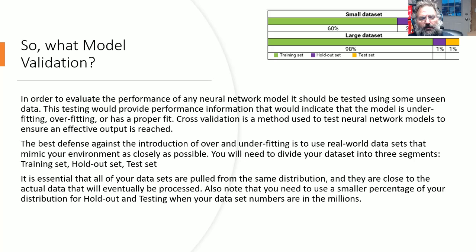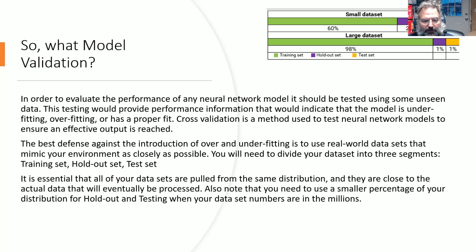Cross-validation is a method used to test neural network models and other models as well to ensure that an effective output is reached. The best guard against the introduction of over- and underfitting is to use real-world data sets that mimic your environment as closely as possible. So synthetic data is problematic in this space. You typically want something that is real, that you're likely to see in the real world.